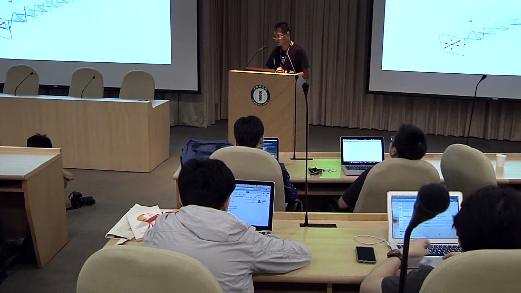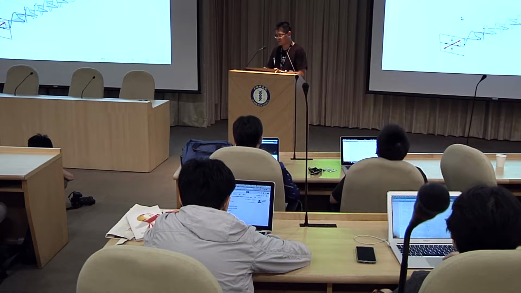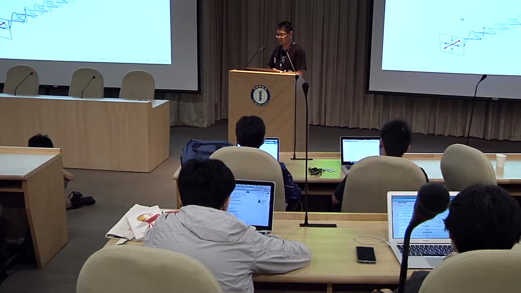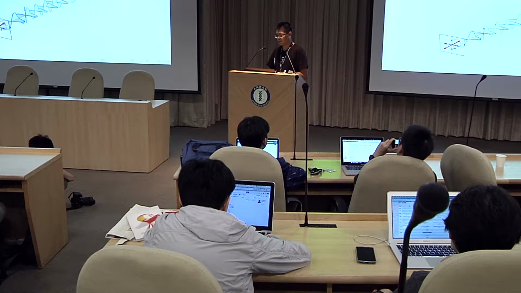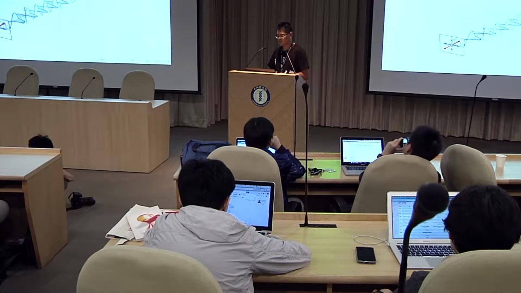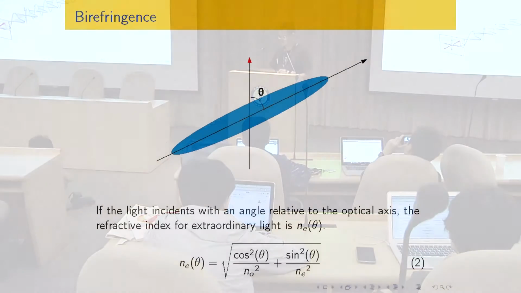So if you change the thickness, or you can change the refractive index of this crystal, you can get other kinds of polarization when the light propagates through this crystal.